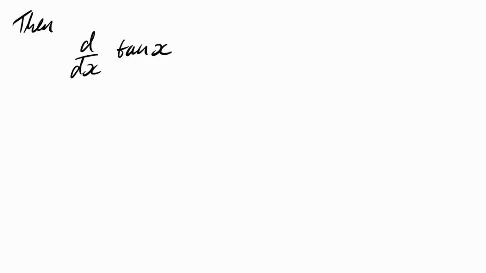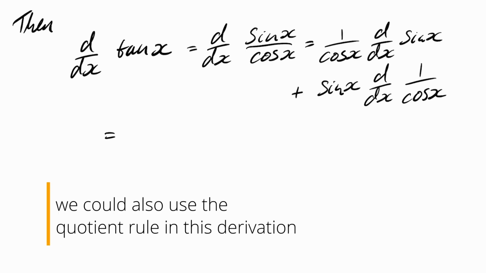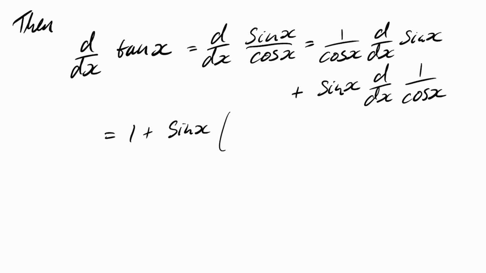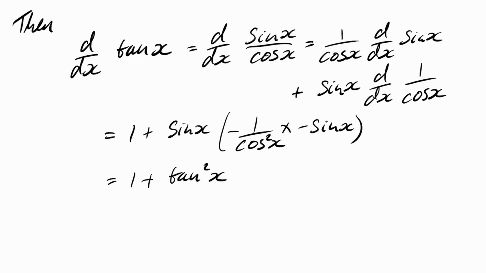So, for example, the derivative of tan x is equal to, the first term is obviously just 1, and then we have plus sine x times the derivative of 1 over cos, which is the same as the derivative of sec x, and that's equal to minus 1 over cos squared x times the derivative of cos, which is minus sine x. So this then becomes 1 plus tan squared x. Or using trig identities, this is equal to sec squared x. Derivatives of all the other trig functions follow in the same way.